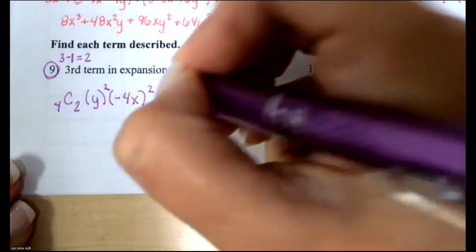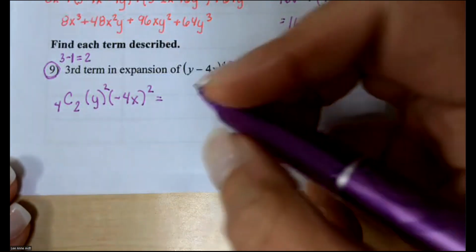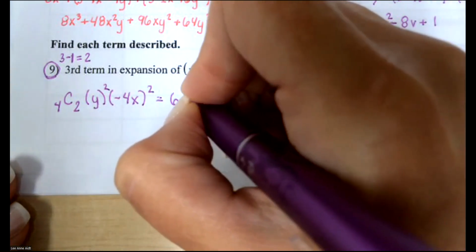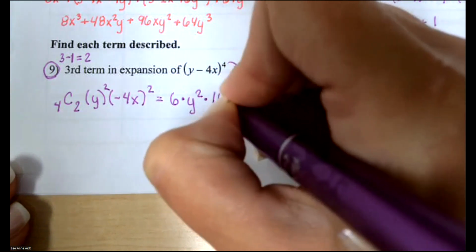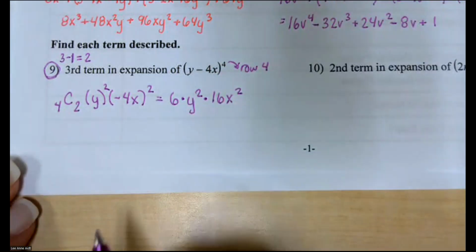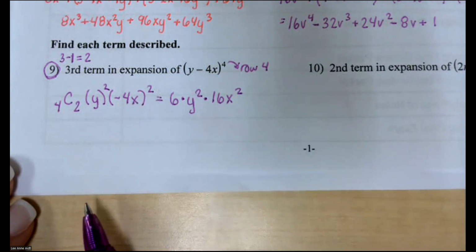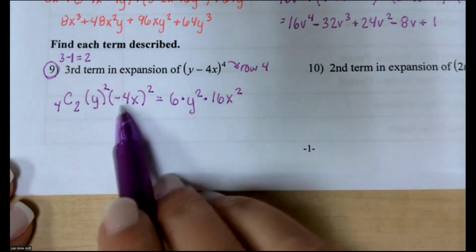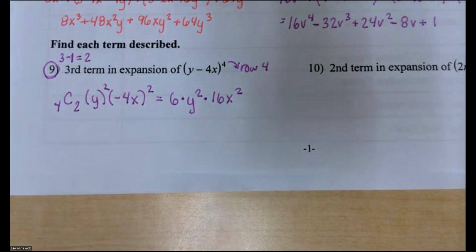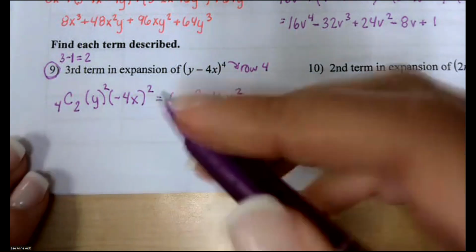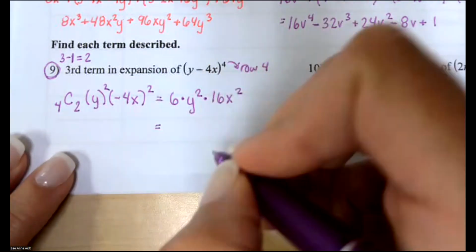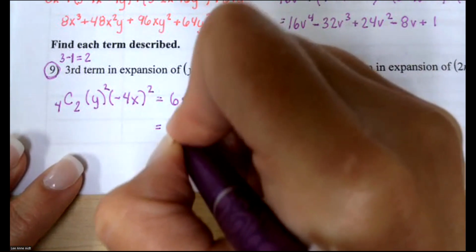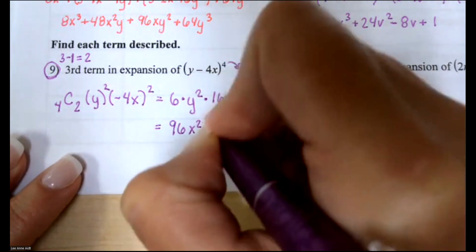For combination 2, I believe it is 6 times y squared times 16x squared. If you screw this problem up, it's probably because you put 4x squared or you put 16x there. But you got to do both things. Also, you know, I don't know how many times I can say it in one school year, but when you square a negative, it becomes a positive. 16 times 6, I think, is 96. 96 x squared y squared.